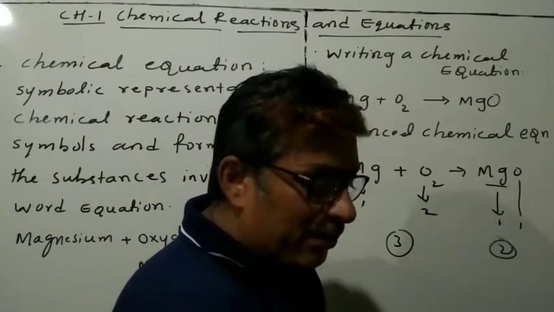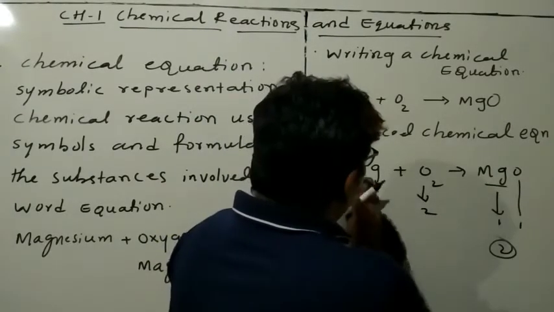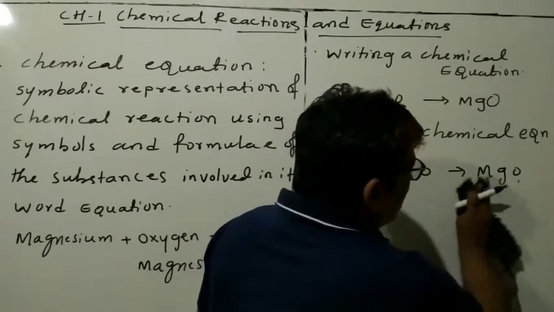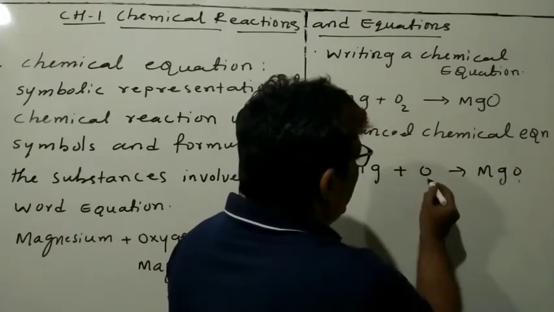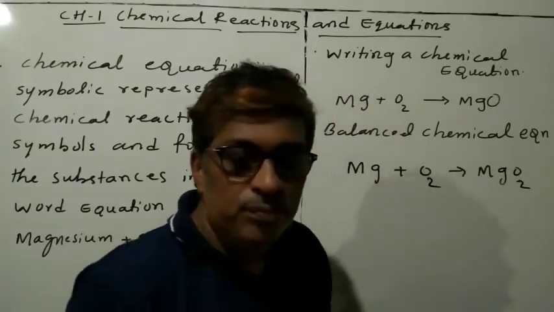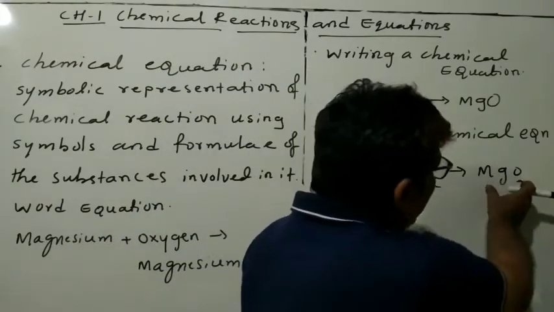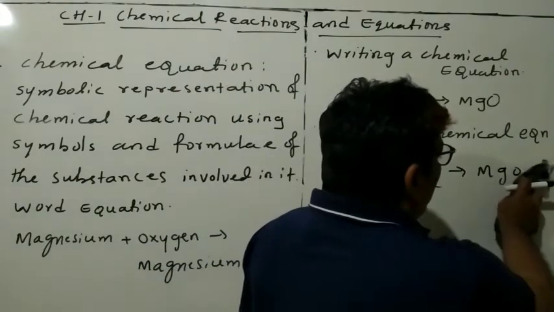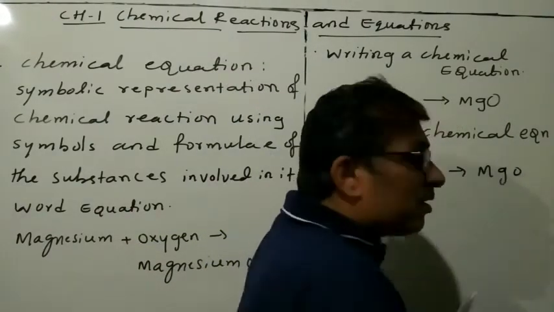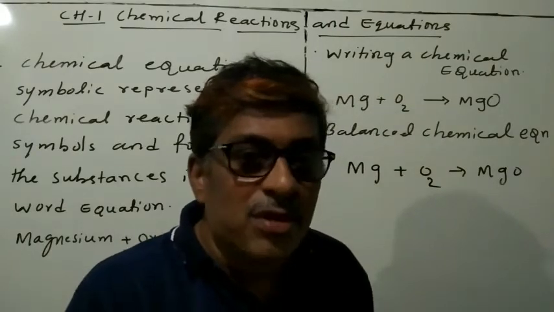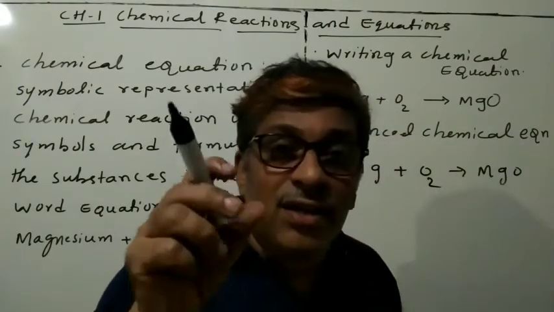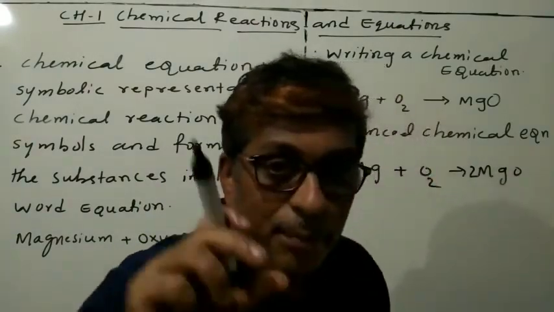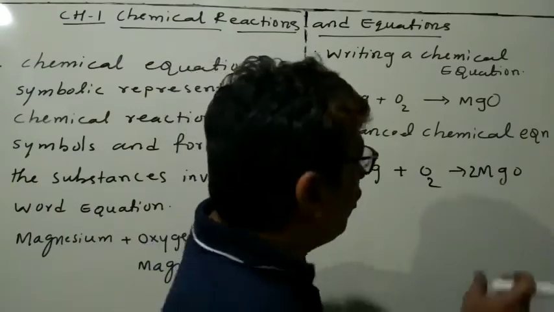By balancing the equation, one more point you have to remember: you should not change the formulas. See, O2 is there. You can't write 2 here, because the magnesium oxide formula is MgO only. So, dear students, we can change the number of atoms by writing a number in coefficient form. The coefficient you have to write in front, before the formula.